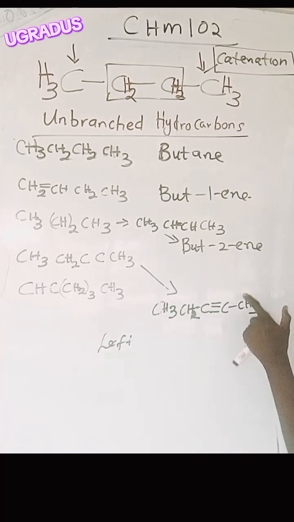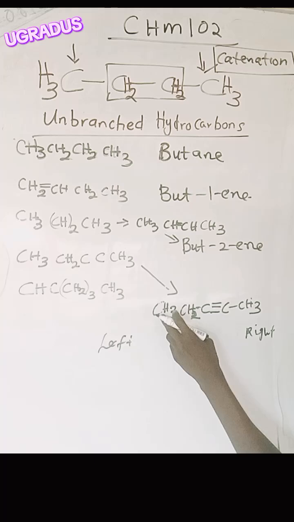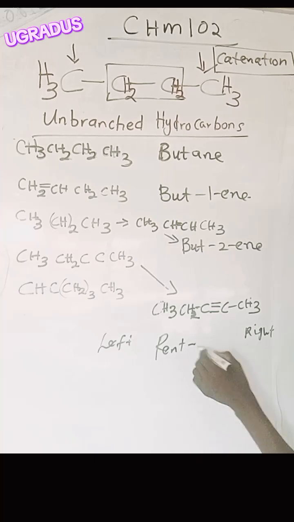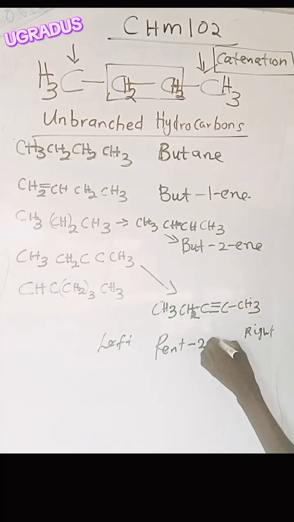So this now will be 1, 2. So this compound, count the longest chain: 1, 2, 3, 4, 5. This compound will now be pent. Now it's not going to be 1, 2, now it will be pent-2-yne.